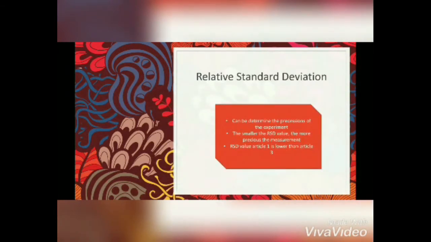Relative standard deviation or RSD. It can be used to determine the precision of the experiment. The smaller the RSD value, the more precise the measurement. The RSD value of Article 1 is lower than Article 3.